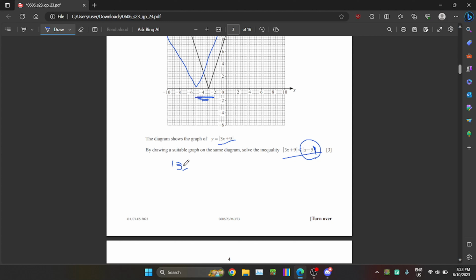So you got the modulus of 3x plus 9 is less than or equal to the modulus of x minus 5. So we got to remove the modulus. I'm sure you know how. You got to square both sides. So you got 3x plus 9, and you square the entire thing like this.